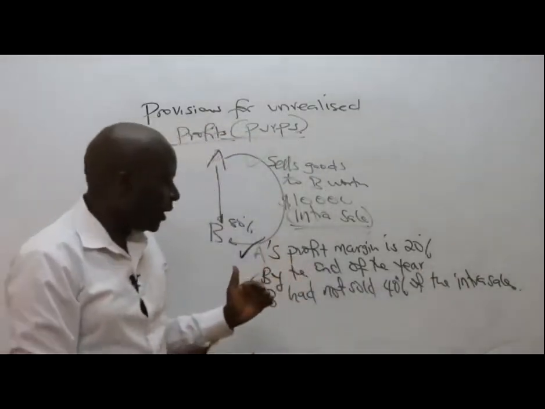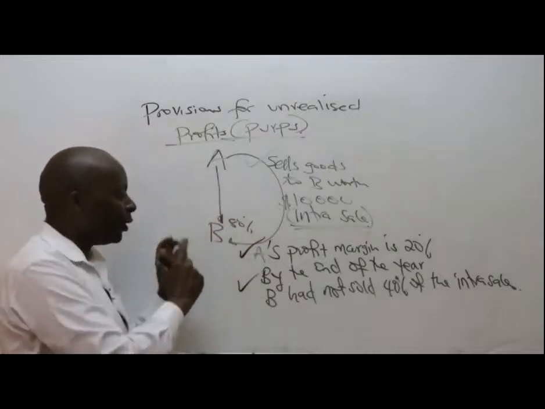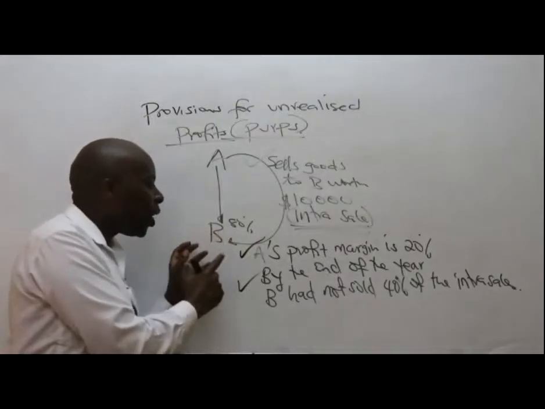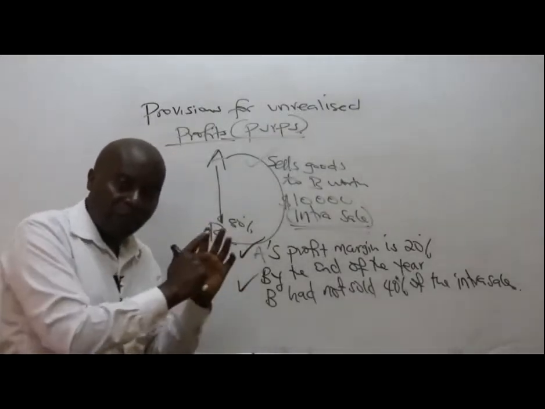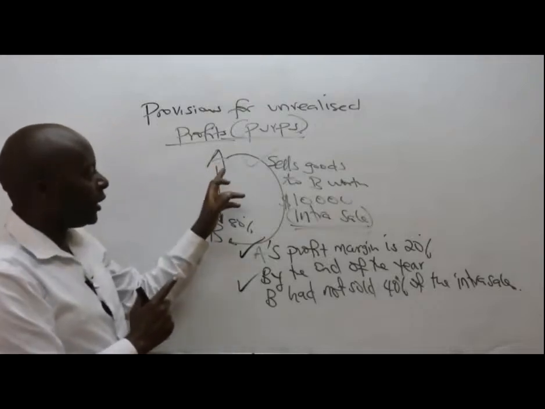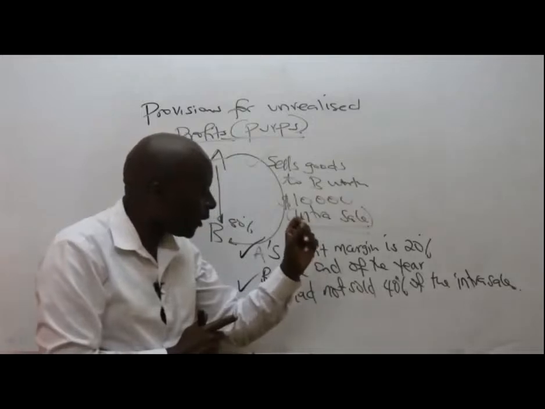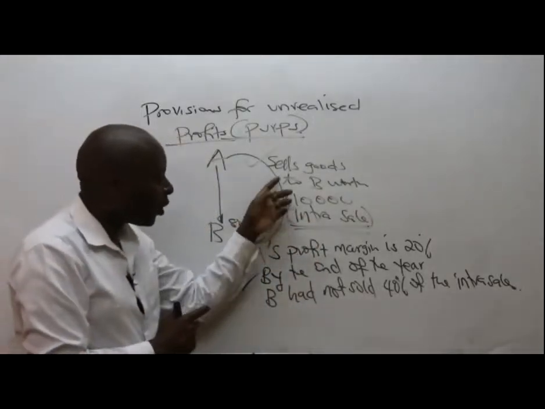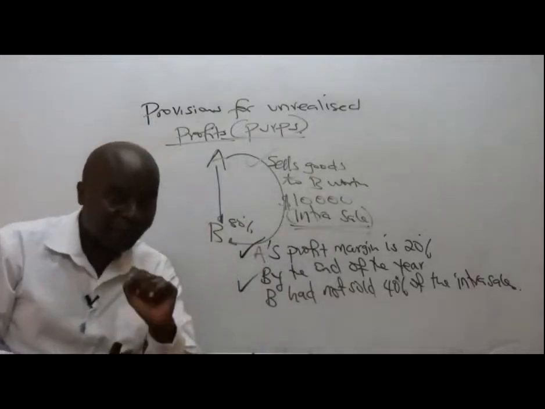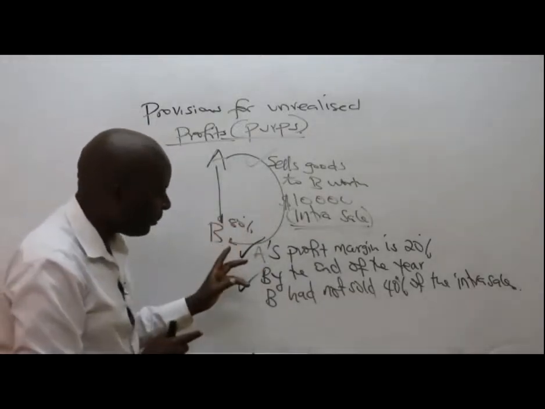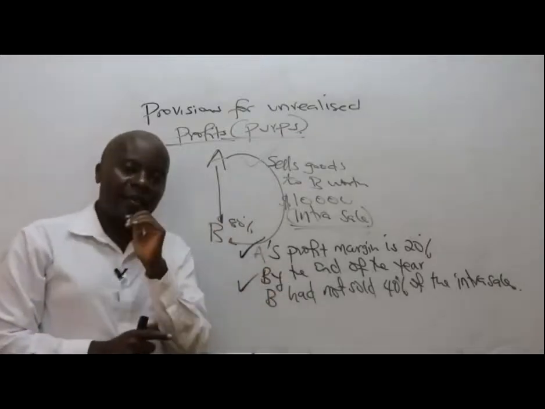We are told three things here. That B is our relative. Why am I saying it's our relative? Because we own 80% of it. It's our subsidiary, and A went ahead to sell goods to it worth 10,000. Because these goods are sold within the group, we refer to them as intra-sales. And then we are told that A's profit margin is 20%.